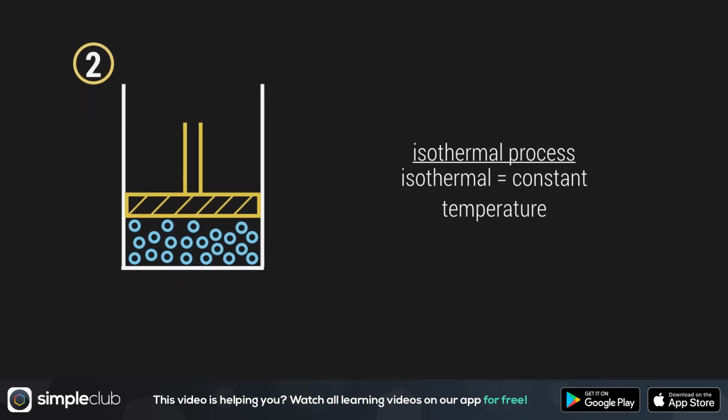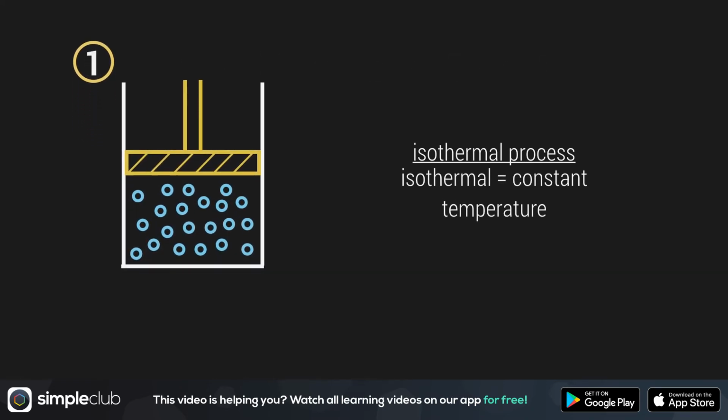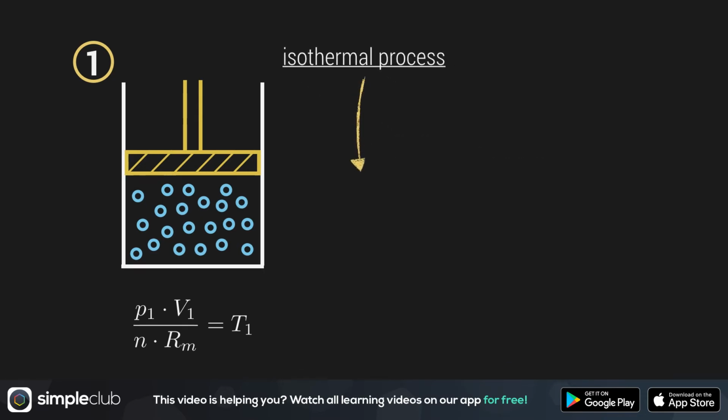Let's start with the initial conditions. What are we missing here? Exactly, the temperature. We can figure out the temperature using the ideal gas equation without breaking a sweat, because we already know all other parameters. We have even just rearranged the ideal gas equation for T. Helpful, right? And because the process is isothermal, we know that the temperature in the second state must be the same as in the first.